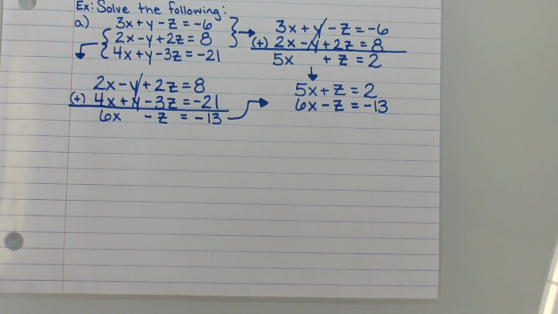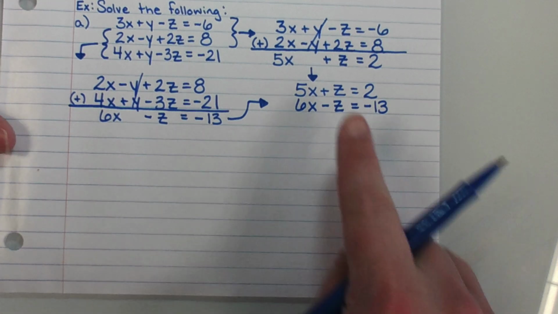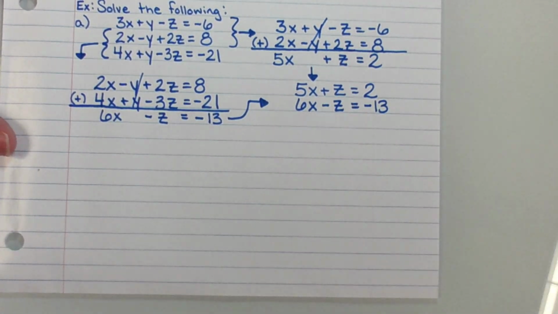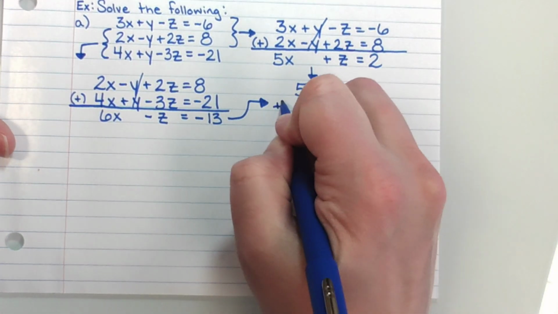Now I've got a two-variable system of equations. I can either eliminate or I can change over to substitution if I prefer. Are these set up better for substitution or for elimination? They're set up for elimination. They're perfectly stacked. On top of that, the z's have opposite coefficients. So at this point, I can already eliminate the z's by adding.